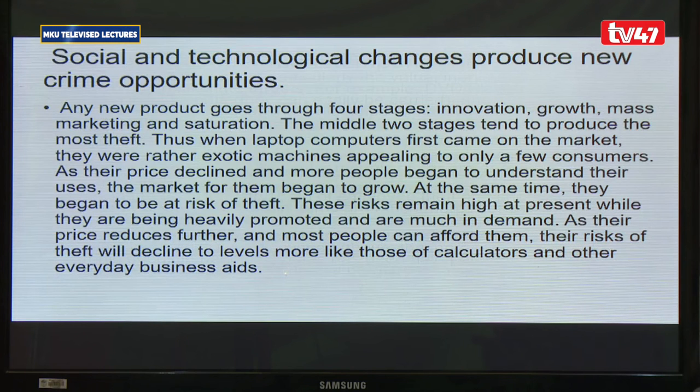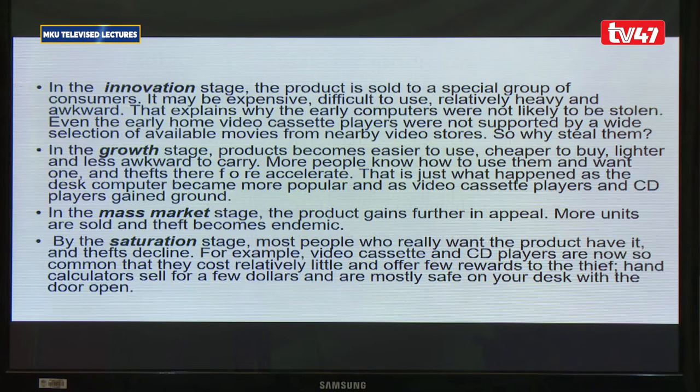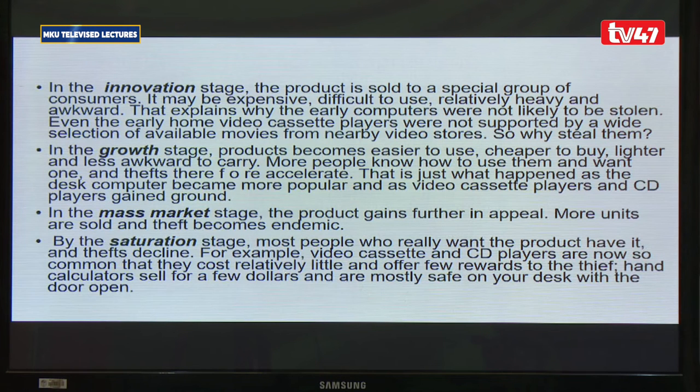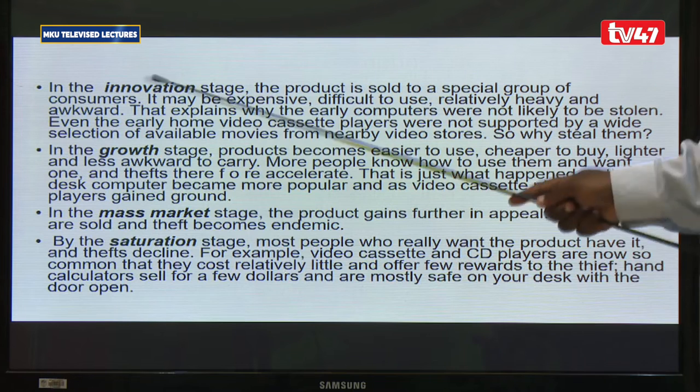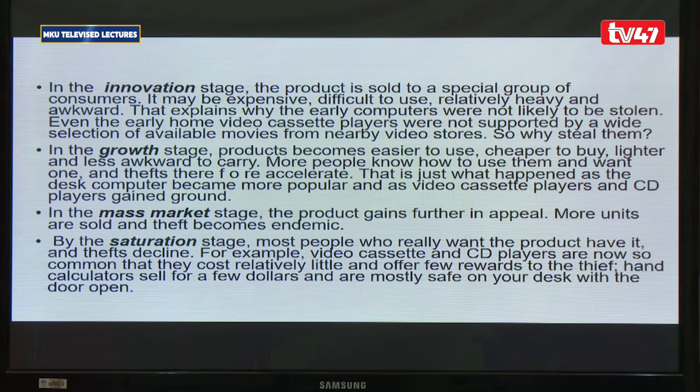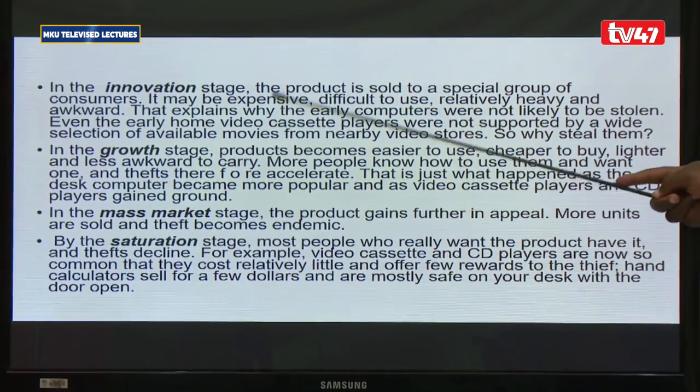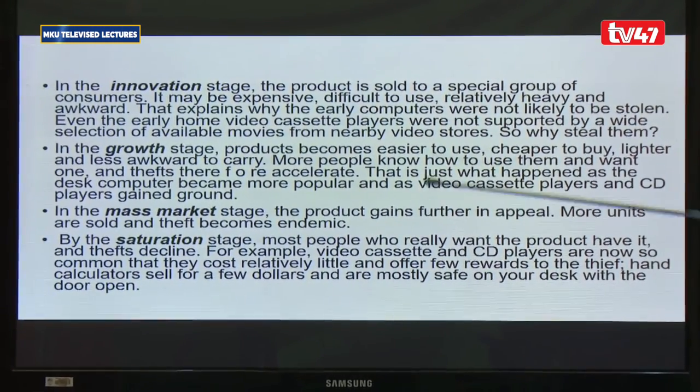Then it also talks about how social and technological changes produce new crime opportunities. This is where you talk about computers. There are four stages of every new product. First is innovation, where you come across a new product, for example, computers. When you are producing these computers at the start, they are very expensive, nobody knows how they are used, and they are bulky. If you want to steal such a thing, it will be of no use because you don't know how to use it in the first place. And because it's expensive, you won't sell it to anybody. So it is of no use to you.